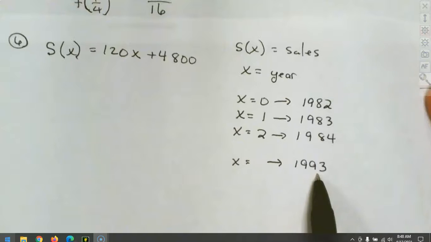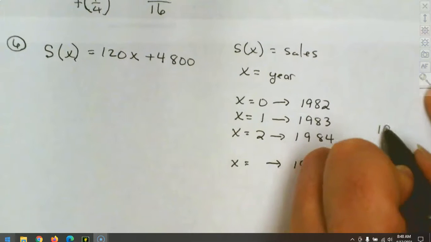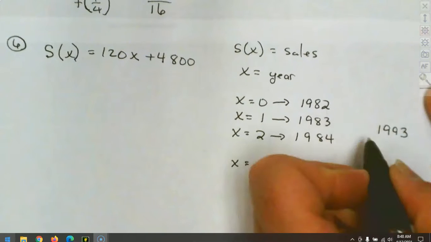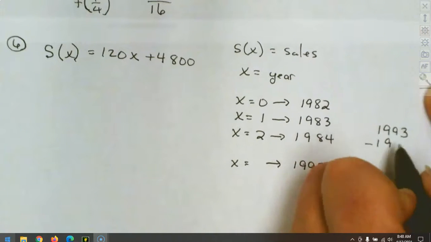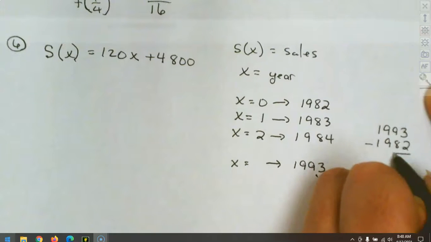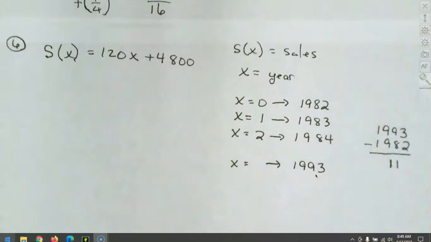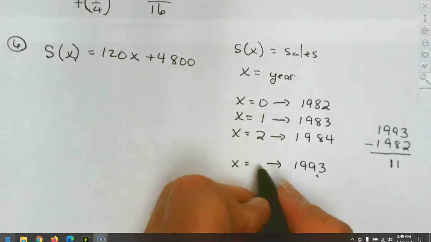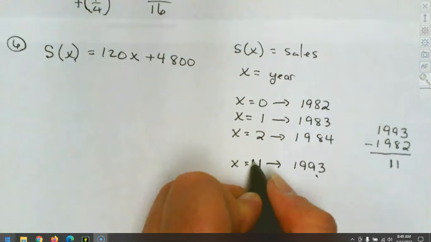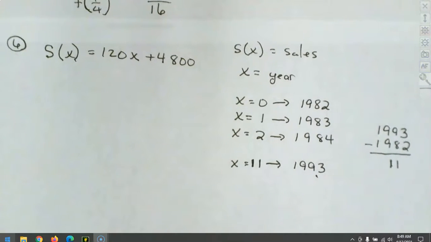Well, we're just going to subtract them. So we have 1993 minus 1982, and that gives you a difference of what? That gives you a difference of 11. So we're looking at 1993, so we're going to have to use x equals 11.